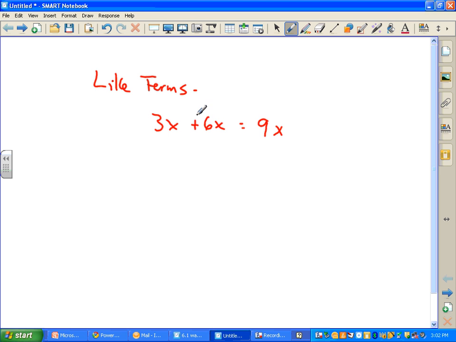The variables are like objects. So if I have 3 of them, I get 6 more. I've got a total of 9 of them. Works the same way with subtraction. 10y minus 4y is going to give me 6y. So that's what combining like terms is. Now I'm going to use that with solving equations.